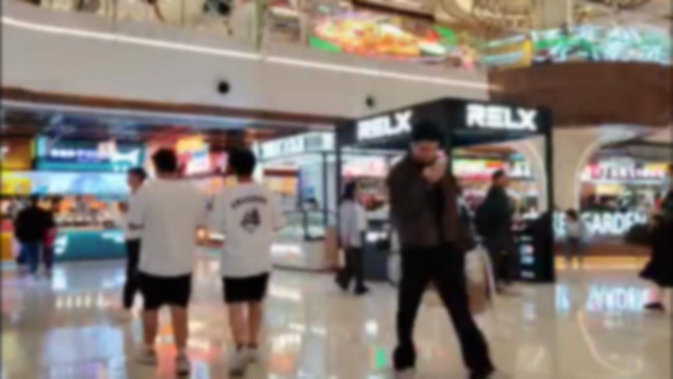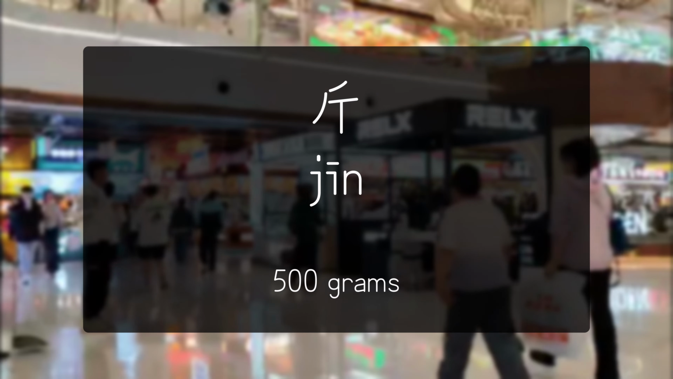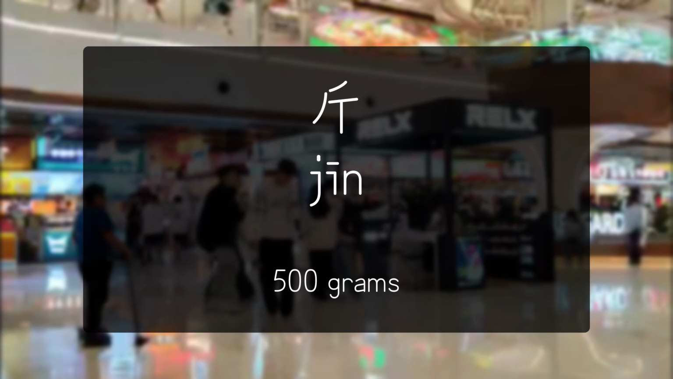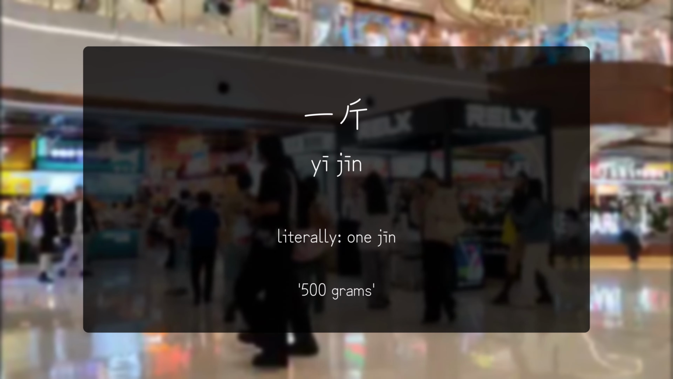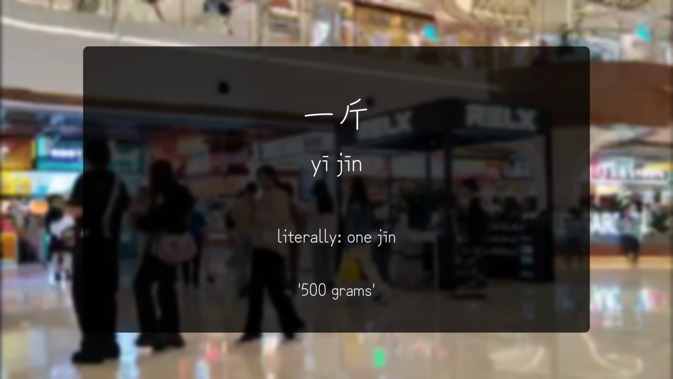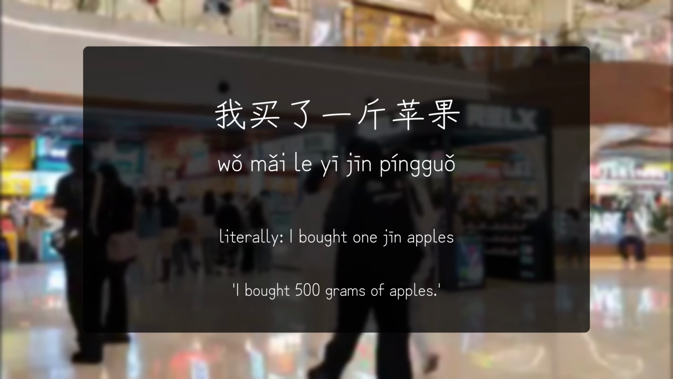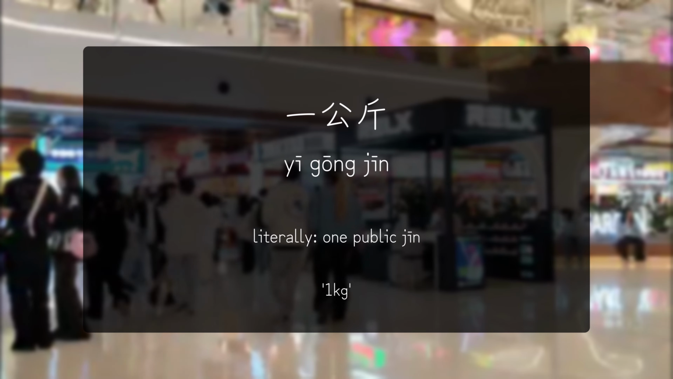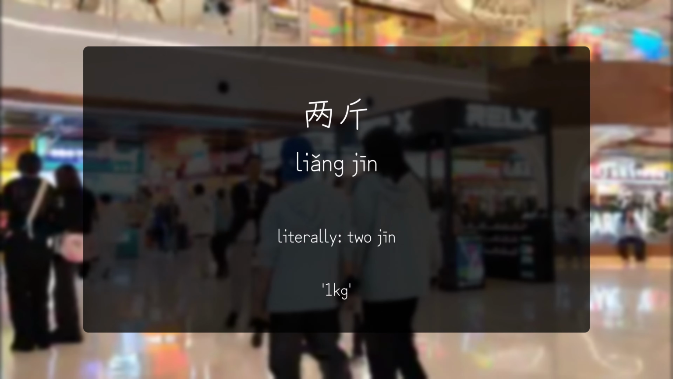And here's something cultural. In daily life, weights are often measured in 斤, which was an old Chinese metric. It used to be about 500 grams, but it's been standardized as 500 grams these days. So, 一斤 is 500 grams. This is very commonly used in shops and supermarkets as well as daily conversations. For example, 我买了一斤苹果 I bought 500 grams of apples. 一公斤 is 1 kilogram, although people use 两斤 to describe 1 kilogram more often.